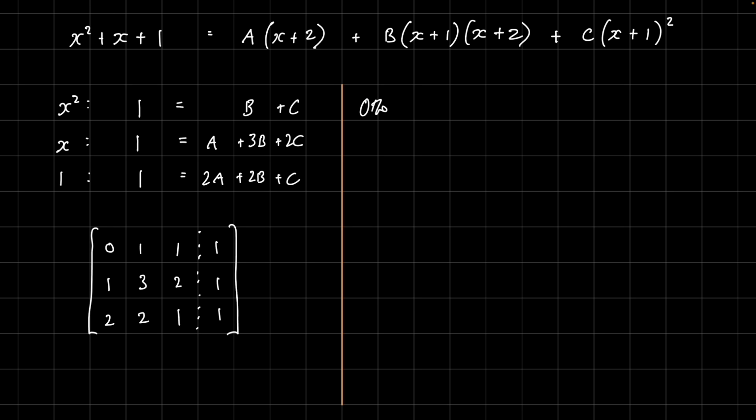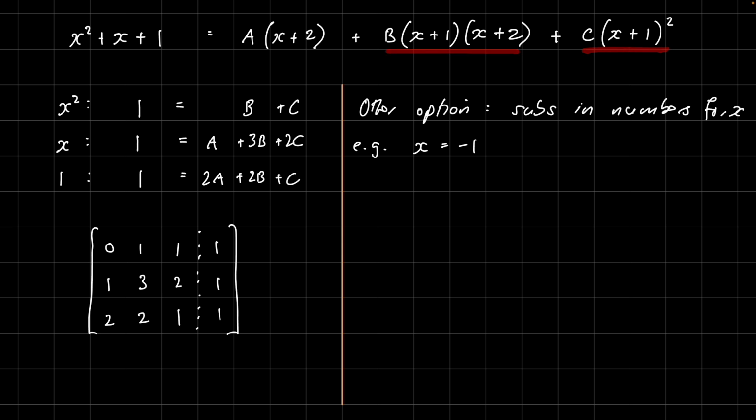The other option is to just substitute in some numbers for x. Because every time you put in x equals something, that will give you a valid equation. So for example, I'll start with x equals -1. Why is that? Because if I put in x equals -1, this term will be 0, this term will be 0, and we'll only have the A term left over.